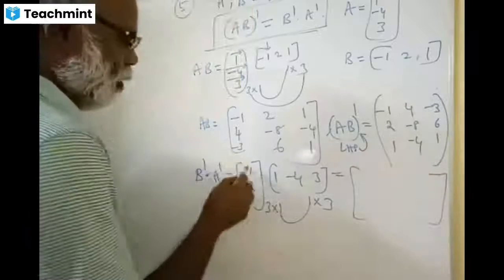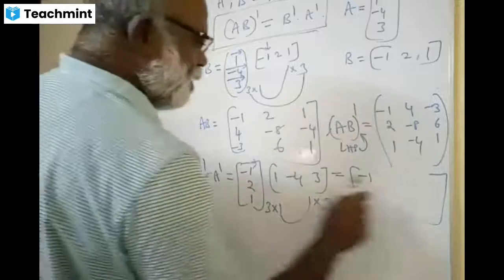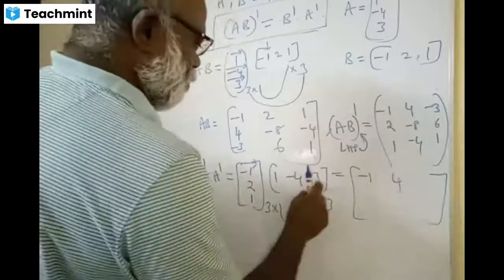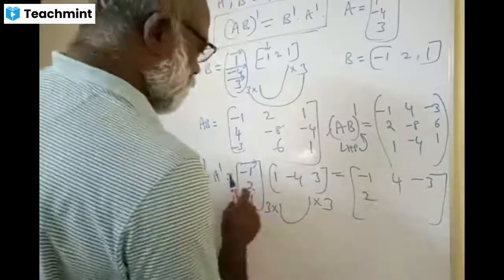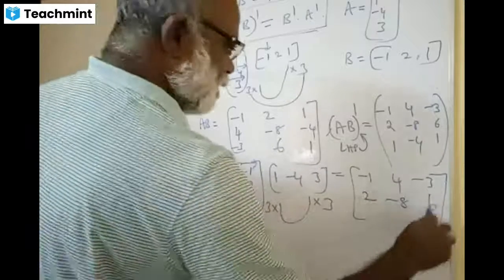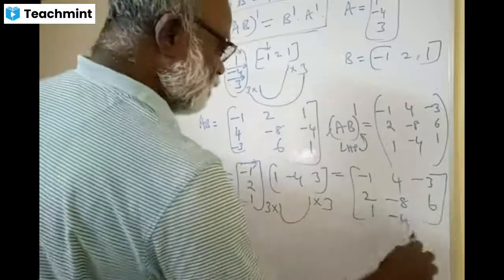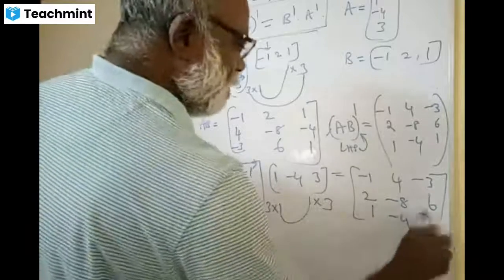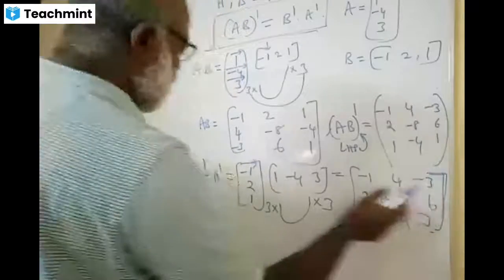Please see. Minus 1 into 1 is minus 1. Minus 1 into minus 4 is 4. 2 into 1 is 2. 2 into minus 4 is minus 8. 2 into 3 is 6. 1 into 1 is 1. 1 into minus 4 is minus 4.